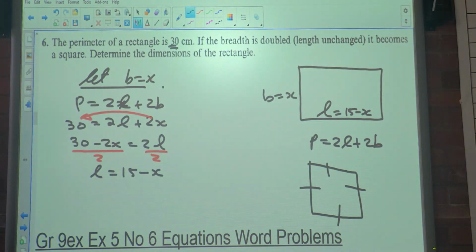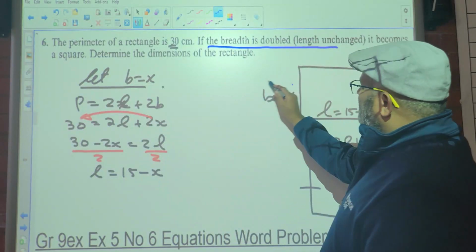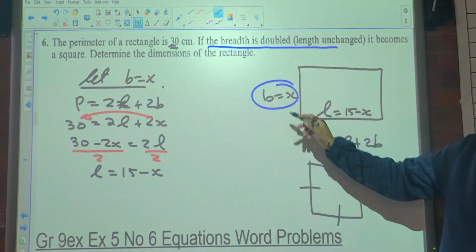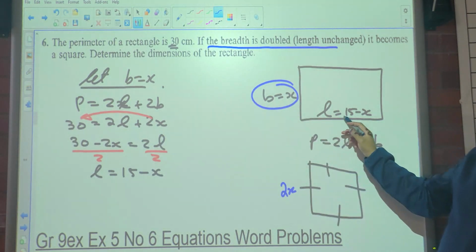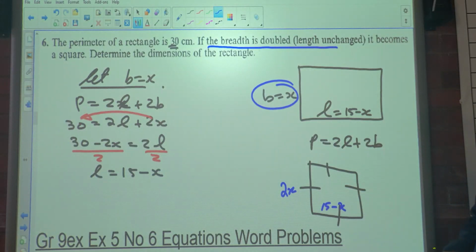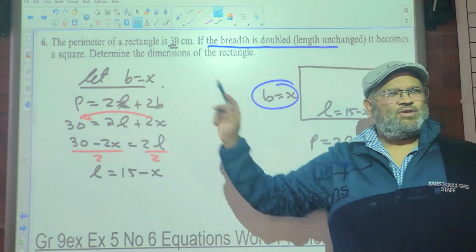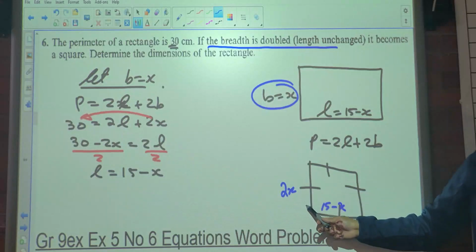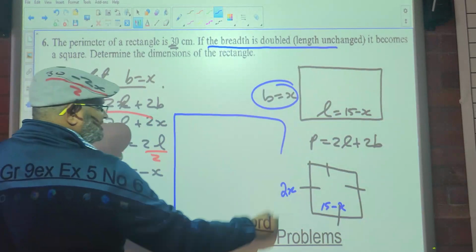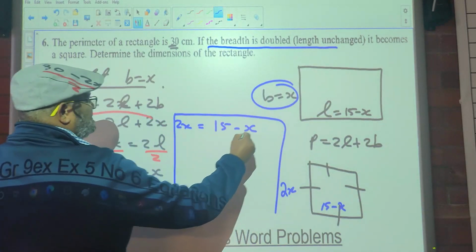From the original rectangle. Now coming to the second part here, if the breadth is doubled, if I double the breadth, what does it become now? If I double x, what will it become? 2x. The length unchanged, what is the length? 15 minus x. What are we told? It becomes a square. What do we know about the squares and its lengths? They're equal. So in other words, we can conclude that 2x is equal to 15 minus x.